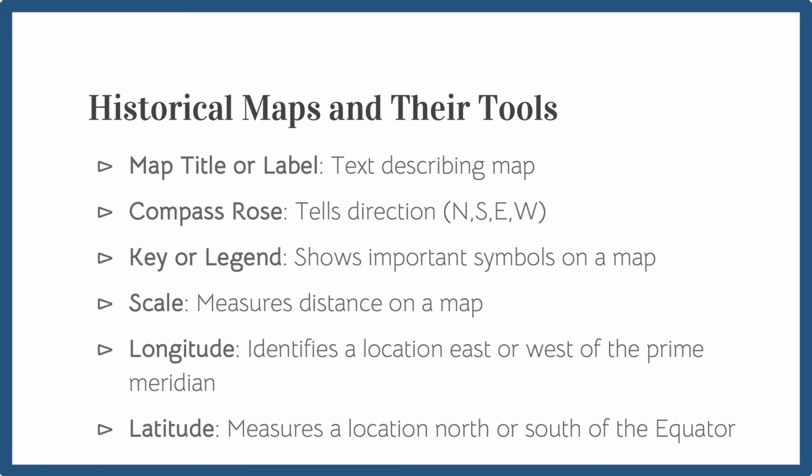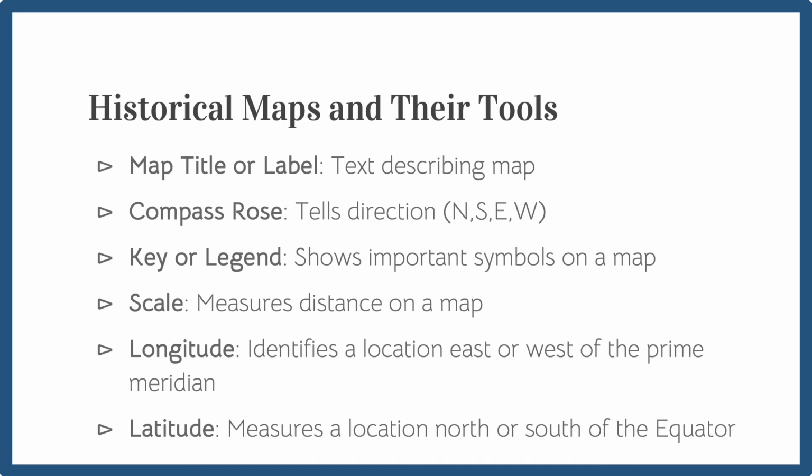The compass rose is a tool that tells us direction. It's a circle that's divided into equal parts, and the lines in the compass rose point north, south, east, and west. North usually points to the top of the page, but it's always labeled with an N or an arrow.